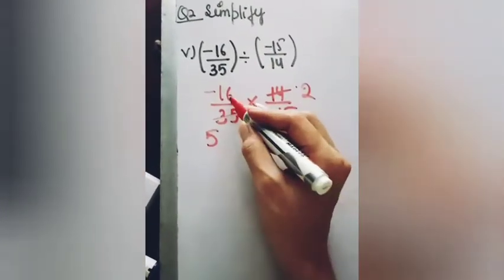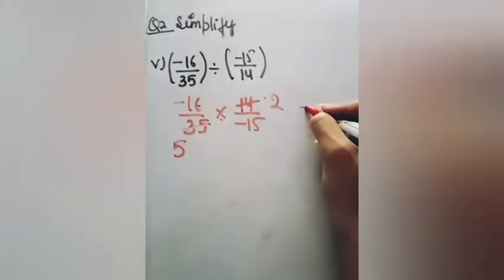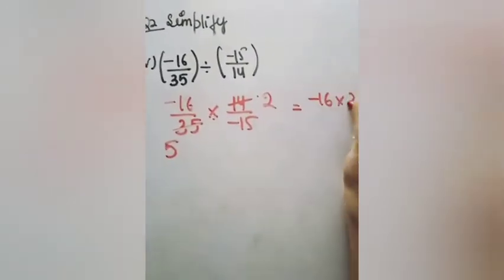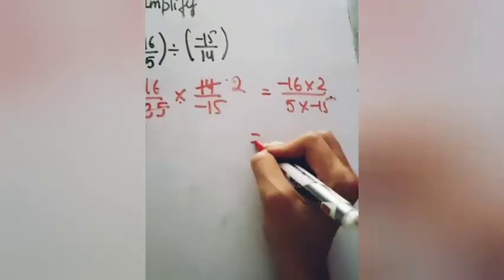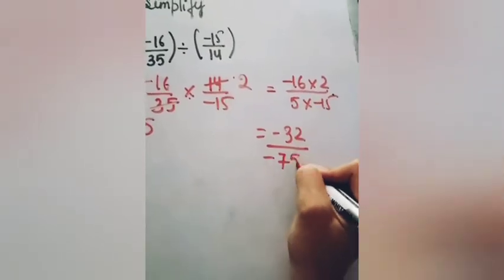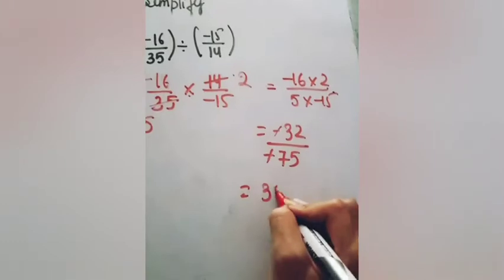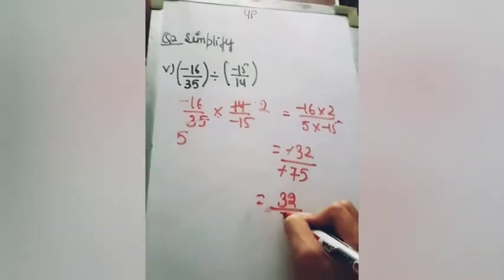Now 16 and 5 do not come in the same table, neither 16 nor 15. So we will write it as -16 into 2 and 5 into -15. Multiply them. We have -32 and -75. These minus signs cancel each other, so we have 32 upon 75.